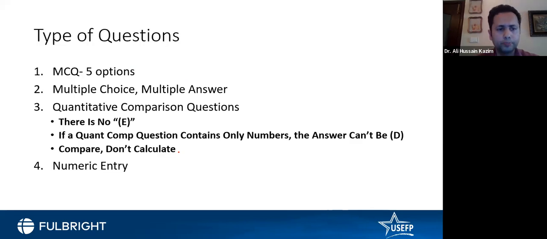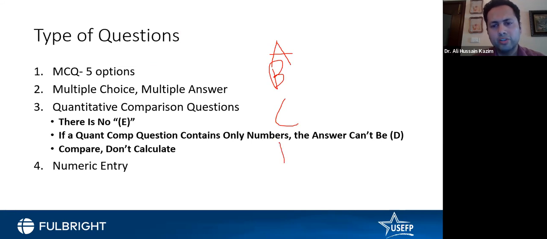So types of questions. The MCQs have 5 options. It is multiple choice. The 5 options are A, B, C, D, and E. All those options are in an ascending or a descending order, which basically means that the C option is right at the middle, always.